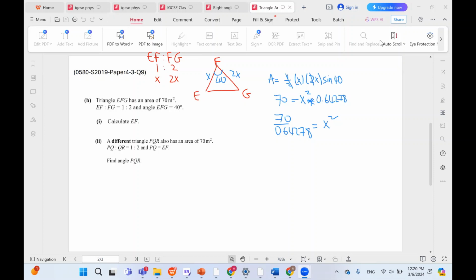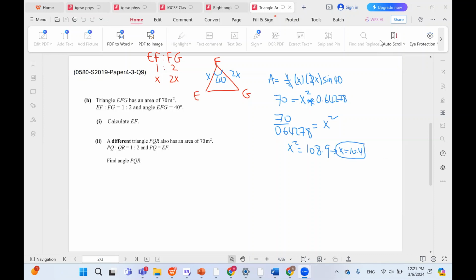So let's calculate that using the calculator. So 70 divided by 0.64278 gives us 108.9. So x squared equals 108.9. Therefore, we take the square root to find x. So square root of 108.9 is equal to 10.4. And that would be the final answer to question I.